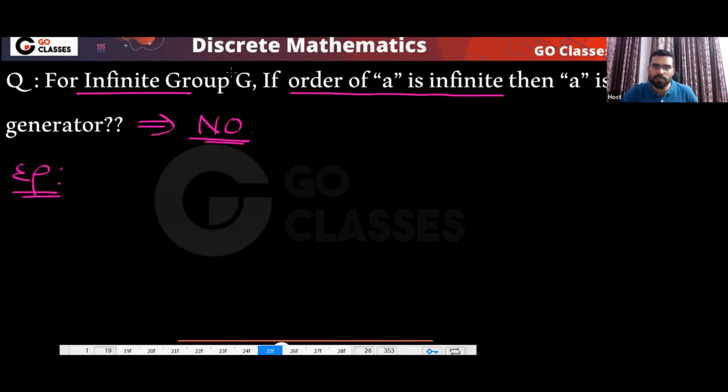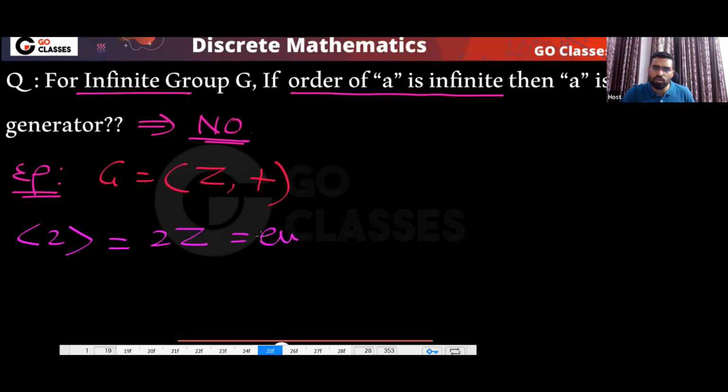Anyone want to give me an example? You can take the group of integers under addition. And notice, what is the subgroup generated by 2? The subgroup generated by 2 is all the even integers. So you can notice this is not the same as G itself.